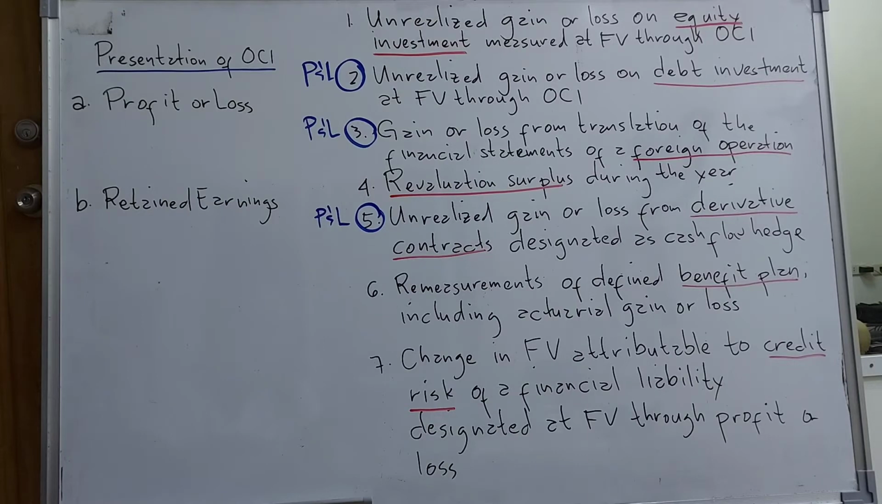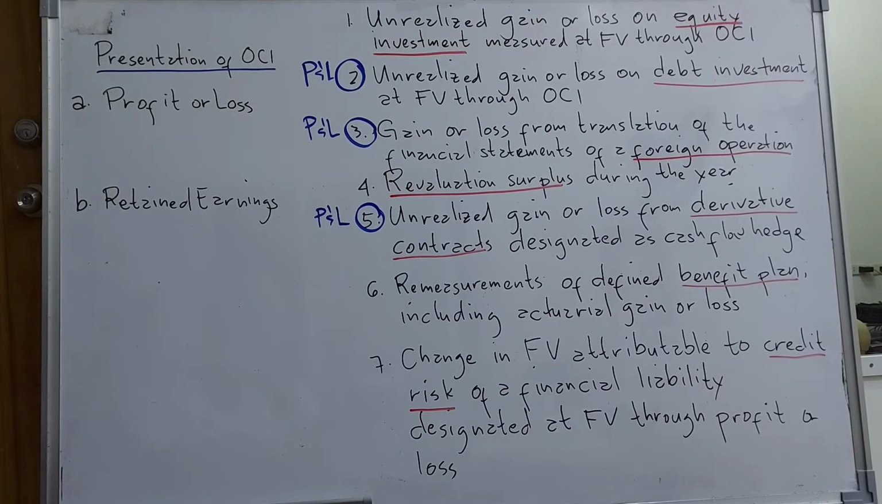While yung remeasurements of defined benefit plan, including actuarial gain or loss, the remeasurements are not classified subsequently but are permanently excluded. Okay? So, tanda, permanently excluded from profit or loss. However, the remeasurements may be transferred within equity or retained earnings. So, change in fair value attributable to credit risk of a financial liability. So, sabi dyan, such gain or loss from change in fair value attributable to credit risk of financial liability may be transferred within equity or retained earnings.